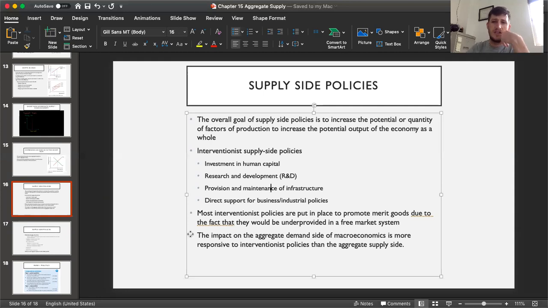If you're looking to quickly increase the production within an economy, normally you don't want to do supply side policies, you want to do demand side policies. Normally, you will do demand side policies first and then do supply side policies second. So you'll do things like increasing aggregate demand first, and then you will do aggregate supply side policy second.